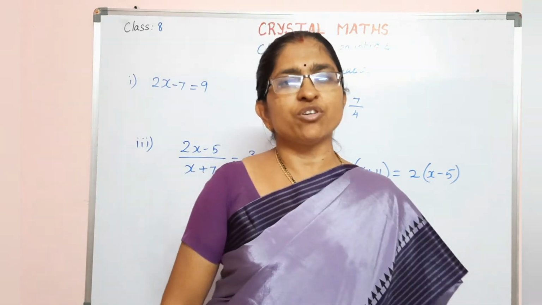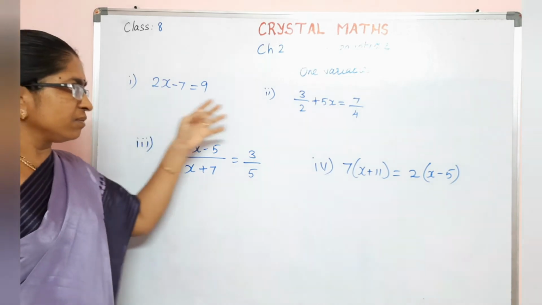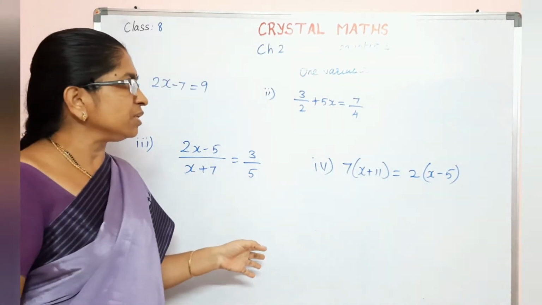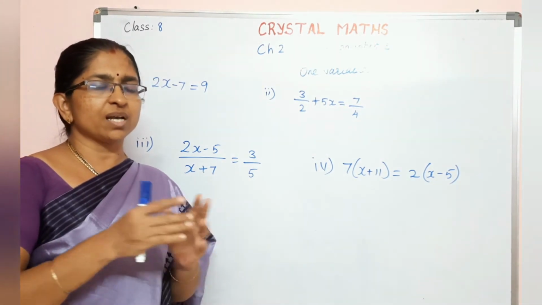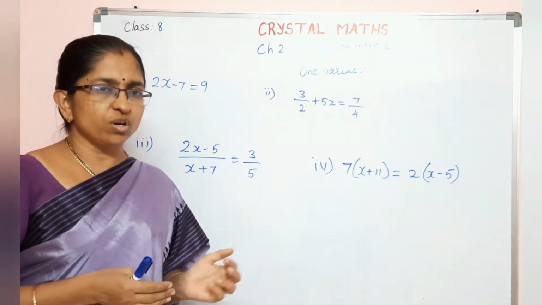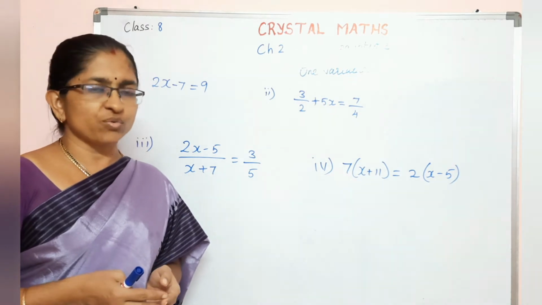See, the linear equations in one variable, the problems will be like this. By seeing the problem, we don't need to be frightened. It's very simple. Only one thing we should remember: keep the variables on one side and constants on the other side. And as usual, simplify the normal way, and you will get the answer quickly.